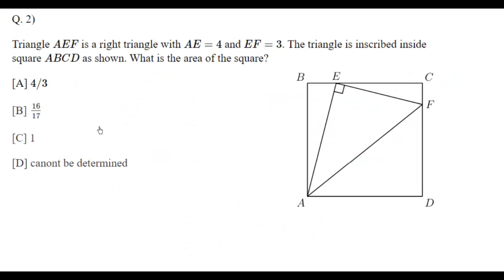Now let us take the next question. So here it's given that there is a triangle AEF, which is a right angle triangle, and the value of AE is 4 and the value of EF is 3, right? And the triangle is inscribed inside the square ABCD as shown. We need to find the area of the square. Now to find the area of the square, we need to find the side of the square, right? No angle is given, but this triangle is right angle, so we can quickly identify that this length AF would be equal to 5. But since no angle is given, it is going to be difficult to identify how we would proceed ahead.